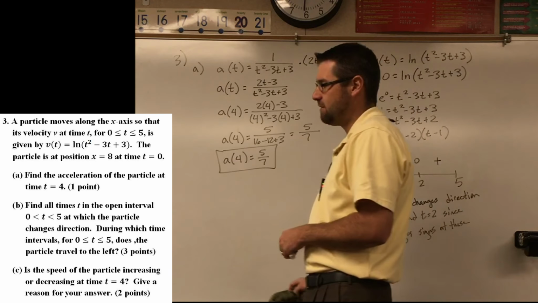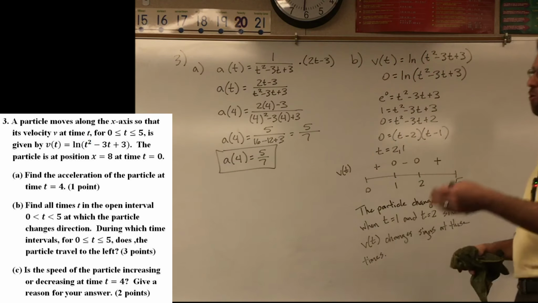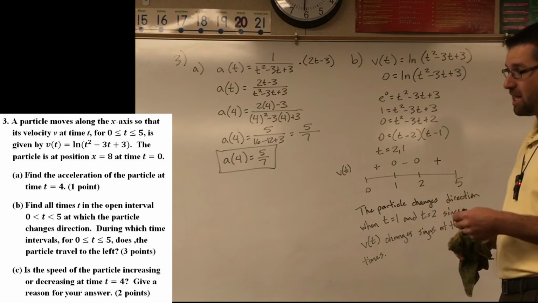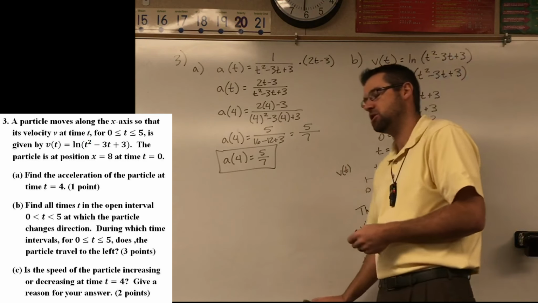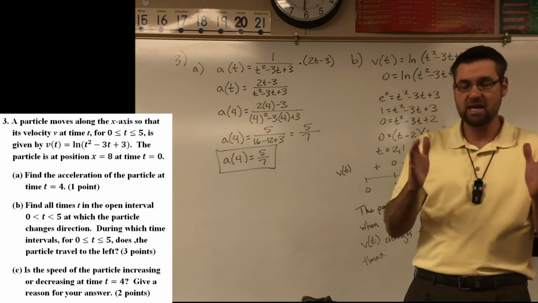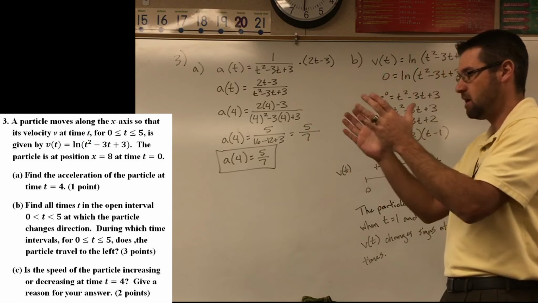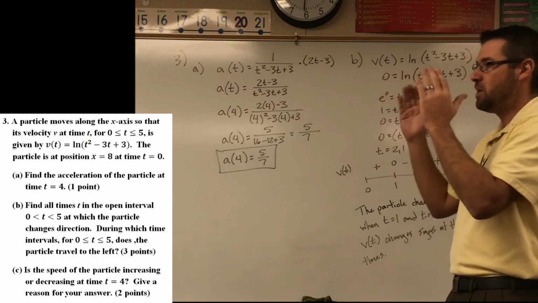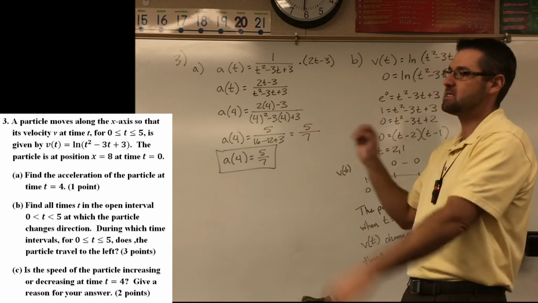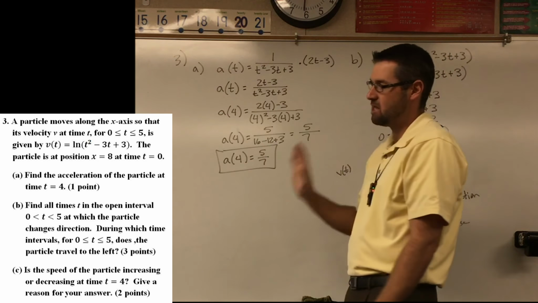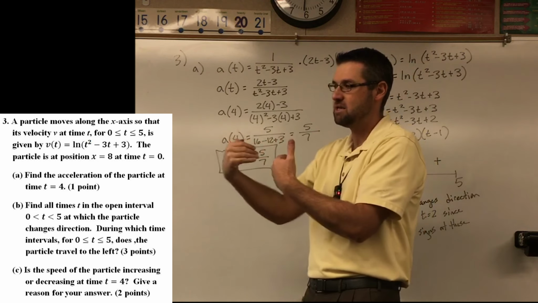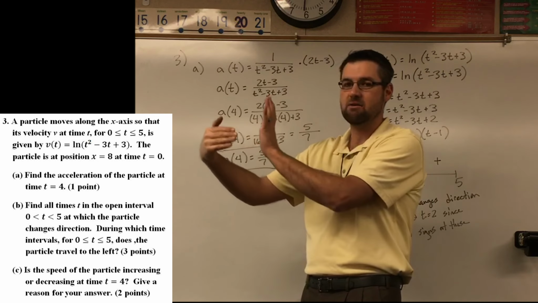All right, so for part C, it says, is the speed of the particle increasing or decreasing at t equals 4? The speed is increasing when velocity and acceleration have the same signs. And just a visual of that, if velocity is negative, that means we're heading in this direction. Okay? In order for us to speed up, we need something to push us. We need something to propel us to go faster. So if velocity is negative, acceleration is that force that pushes us. So if velocity and acceleration are both negative, we're speeding up. If velocity is negative and acceleration is positive, then acceleration is working against us, and therefore we're slowing down.